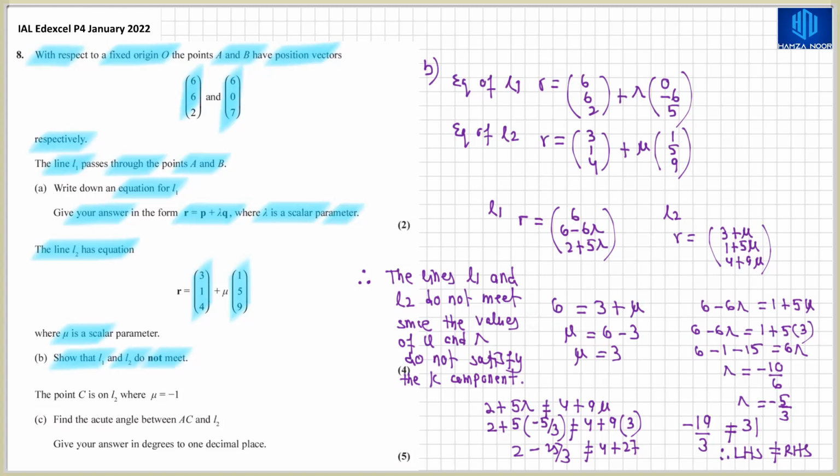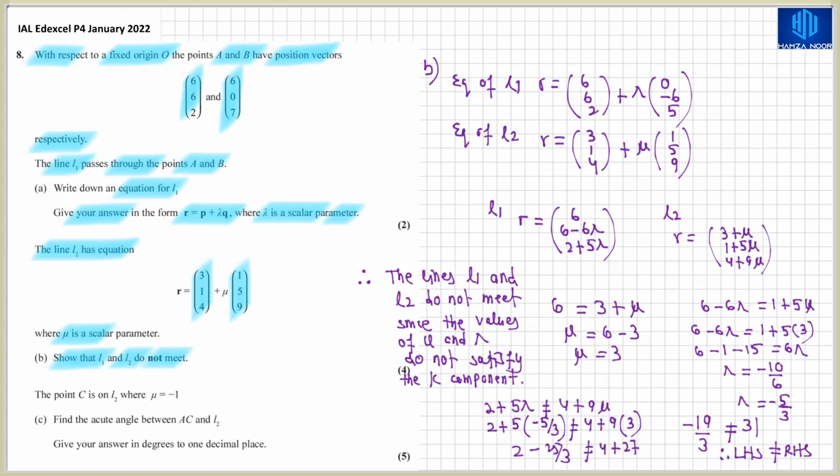So if the left hand side and the right hand side were equal in the k component, then we would have said that the lines do intersect. But in this case, since in the k component left hand side is not equal to right hand side, therefore the lines do not intersect. So this was the answer of part B, and like this you have to make a final conclusion.